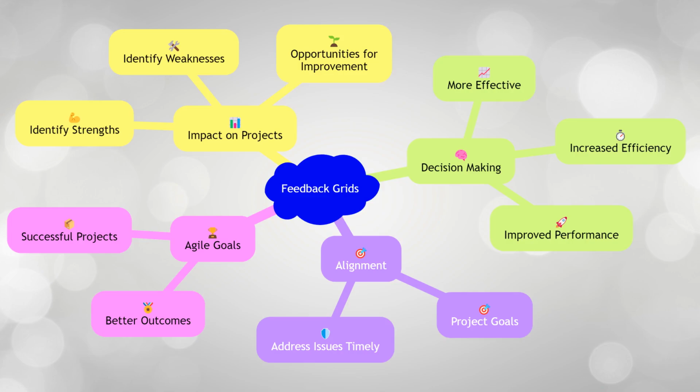The use of feedback grids can also have a positive impact on project outcomes. By systematically collecting and analyzing feedback, teams can identify strengths, weaknesses, and opportunities for improvement. This can lead to more effective decision-making, increased efficiency, and improved project performance. Additionally, feedback grids can help to ensure that the team is aligned with the project's goals and objectives, and that any issues are addressed in a timely manner. By contributing to better project outcomes, feedback grids can help teams to achieve their Agile goals and deliver successful projects.